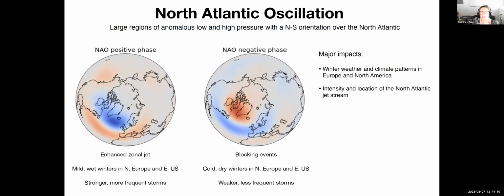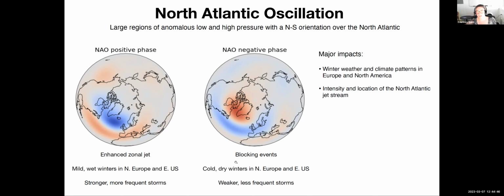If you're not familiar, the NAO is related to where you have large regions of anomalous low and high pressure that have a north-south orientation over the Atlantic. One phase has low pressure in the north and high pressure in the southern region, and it's swapped for the negative phase. The positive phase is often associated with an enhanced zonal jet. It affects your weather, in that you have mild, wet winters in Europe and the eastern US, and also stronger and more frequent storms in those periods.